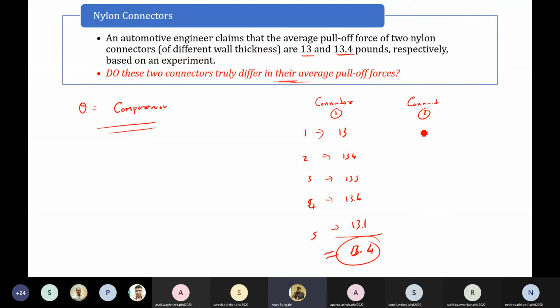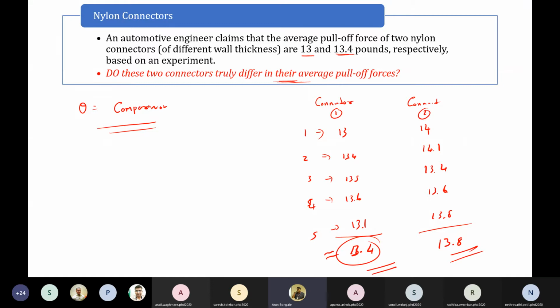And the second connector may have 14, 14.1, 13.4, 13.6, 13.8 something, and if I take the average, it may range some 13.8, right? So now this is the average pull-up force for connector 1 and average pull-up force for connector 2. Now what do I have to compare? What do I have to verify? The average pull-up force for connector 1 and average pull-up force of connector 2, whether they are equal or not. That is what I have to identify.